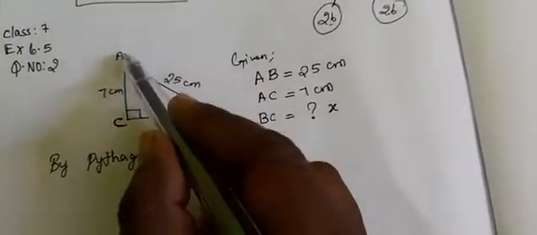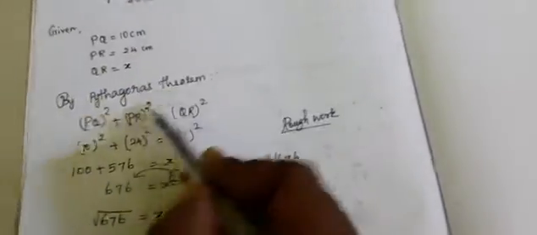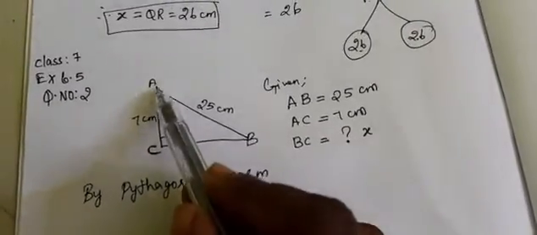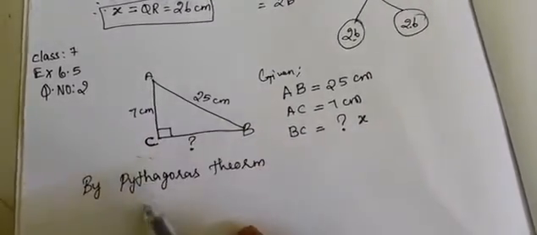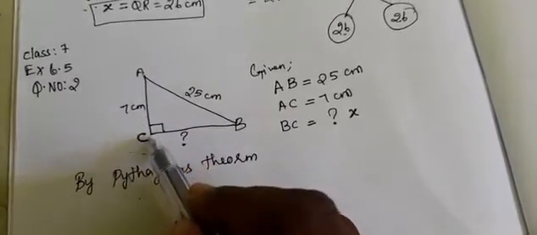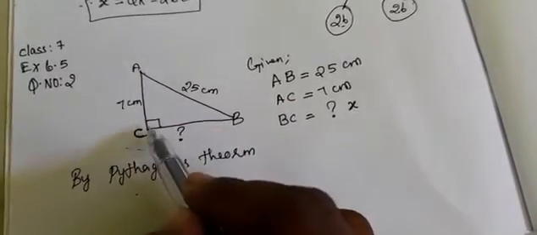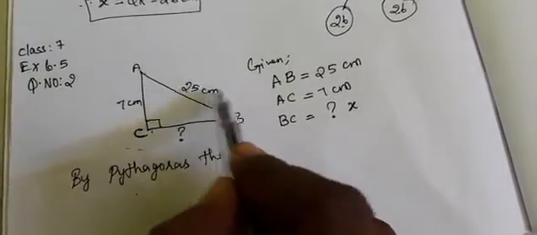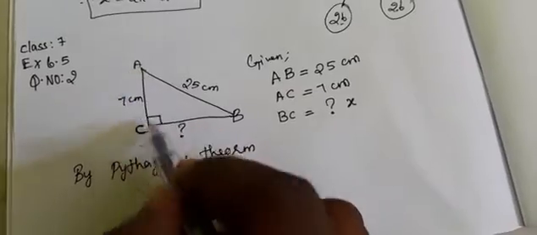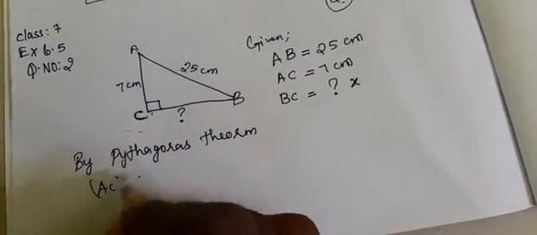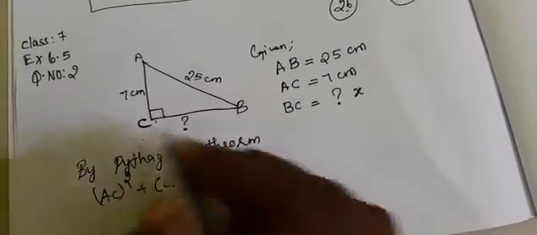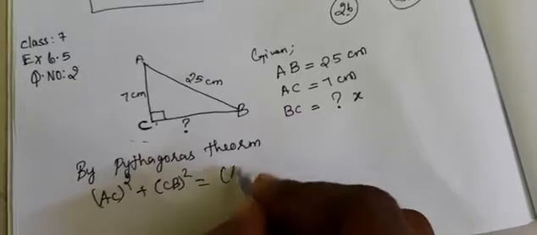Anyway, the formula is AC. As the previous question, they have given PQR, so we use PQR to write the Pythagoras theorem. But in this question, they have given ABC. Okay, what is Pythagoras theorem? If you add the two lengths, that is AC square plus CB square, that sum is equal to the third side, that is AB square. Now let us write AC square plus CB square, both are equal to AB square.